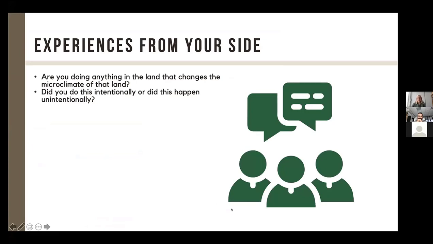So now again, I'm really curious about your experiences. I know that some of you are working in land and water conservation projects, or maybe even in the field itself as a farmer or agricultural worker. I'm curious if you are doing anything on the land that changes the microclimate of that land. Do you do this intentionally, or now that you think about it, did this actually happen unintentionally? Feel free to unmute yourself or raise your hand.